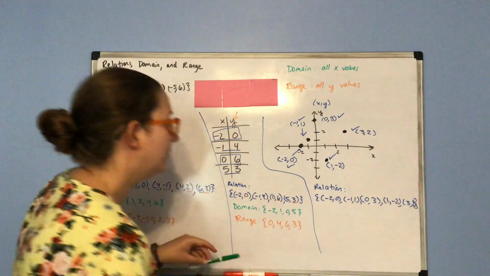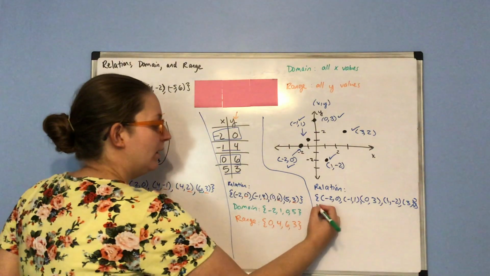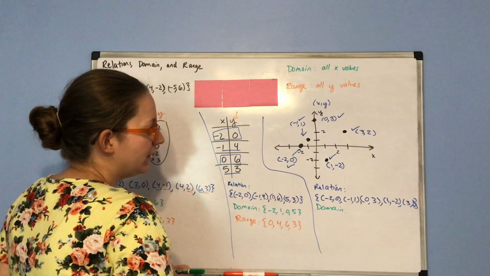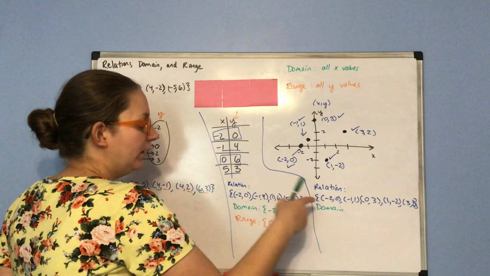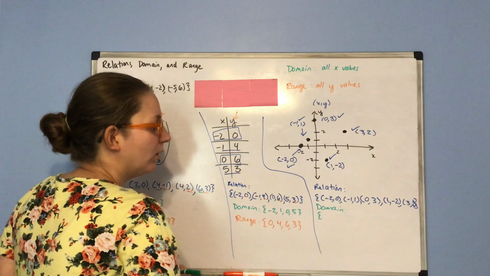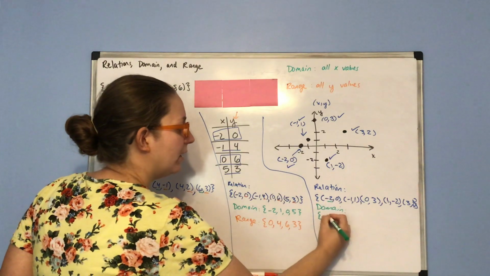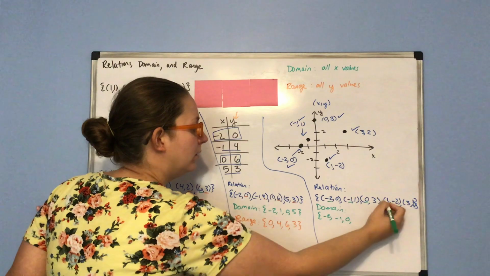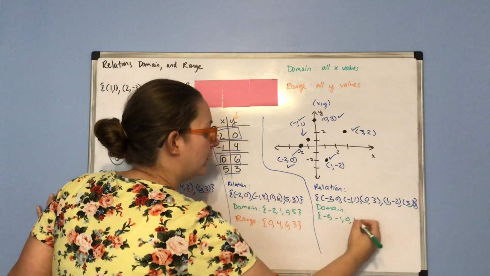Okay. Next up is domain. Domain is all of your x values. So you can look at this however you want to. You can look at what we labeled here. You can look at your list and your relation. Let's just look at the list and the relation because they're all kind of organized for us. My x values are -2, -1, 0, 1, and 3.